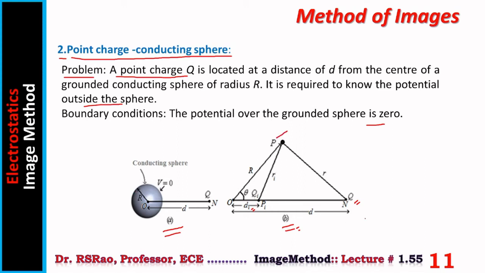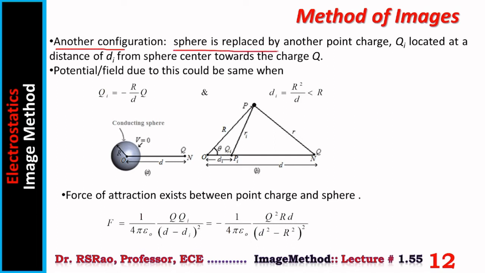Now, with the help of trigonometry, it is possible to show that the original configuration and the equivalent configuration both give the same boundary conditions. That is, potential over the grounded sphere is 0. In the other configuration, the sphere is replaced by another point charge Qi located at a distance of di from the sphere center towards the charge q. Potential or field due to this could be the same when we select the values of Qi and di appropriately. Qi is not arbitrary. You have to select Qi equal to minus R by D times capital Q.